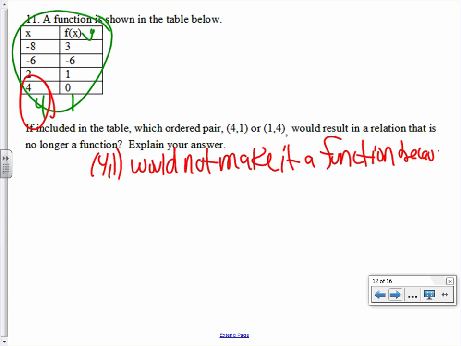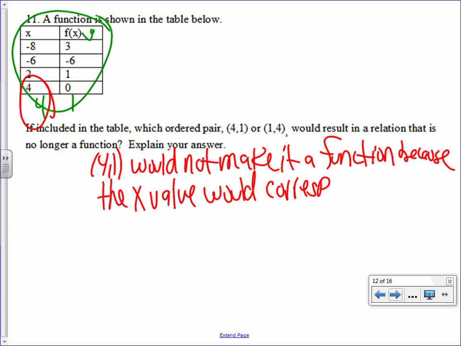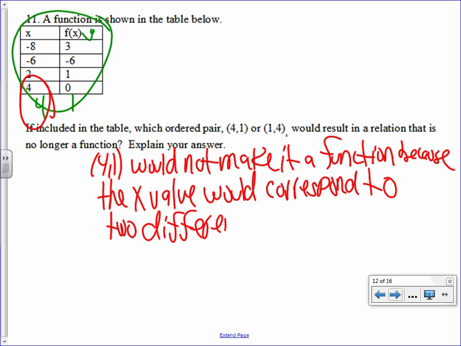because the x value would correspond to 2 different y values. If you just said it would make x repeat, that's fine. If I put 1, 4 in here, that does not cause any of the x values to repeat. The y values don't matter. The x values can't repeat.